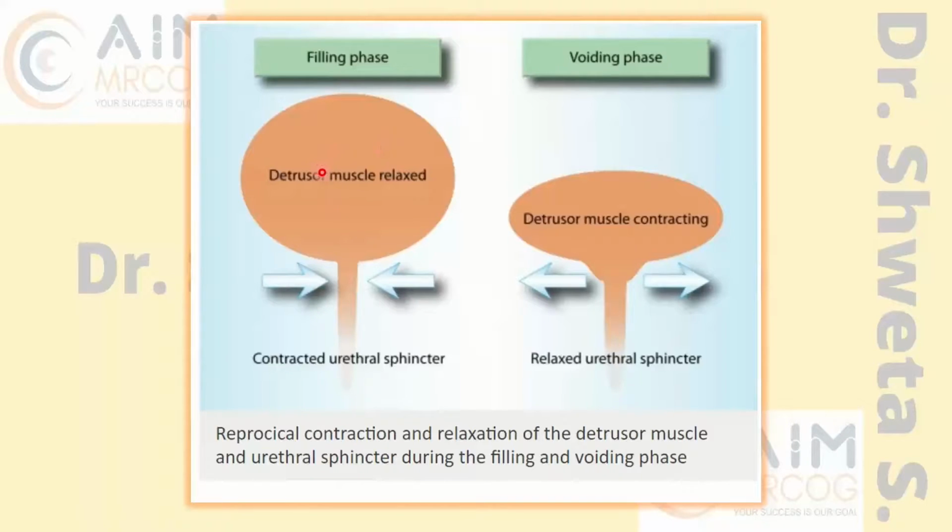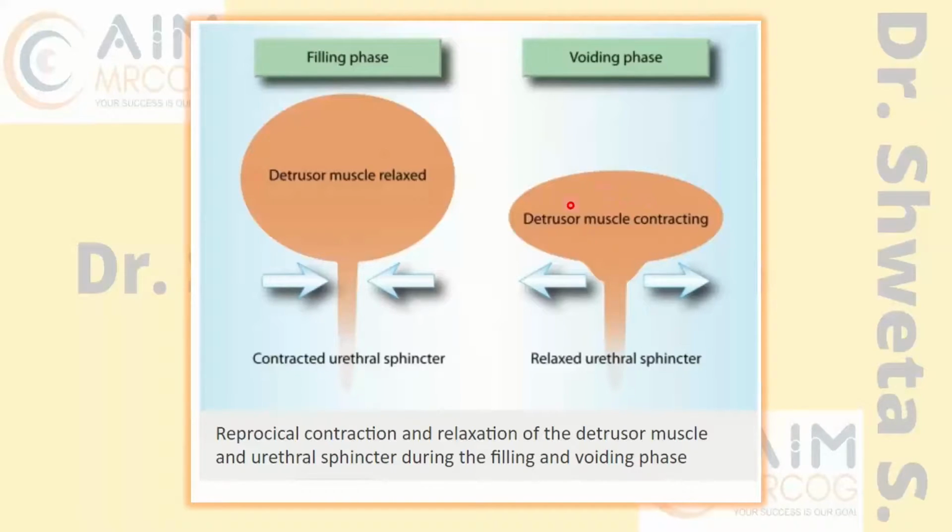This is about filling. Now, when it comes to voiding, the detrusor has to contract. So, when the proprioceptors in the bladder muscle, the pressure receptors, activate, they will activate the parasympathetic activity.